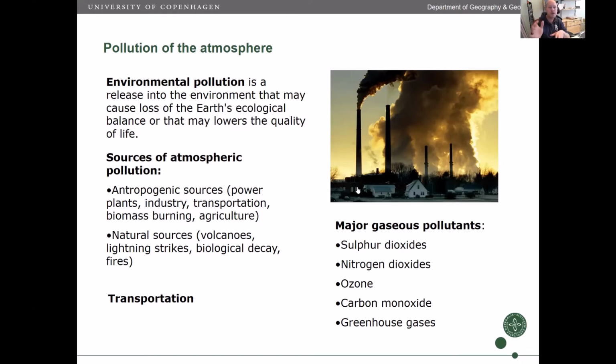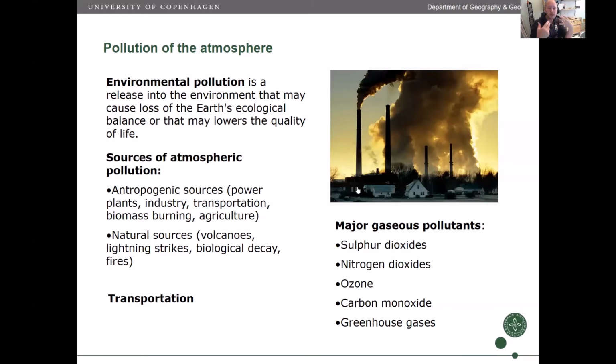And the main sources of atmospheric pollution are power plants, industries, transportation, biomass burning, and agriculture. But the sources are not only anthropogenic, they can also be natural sources, such as lightning strikes and volcanoes. When organic material is decomposing, some of these gases can also be released, and also fires.